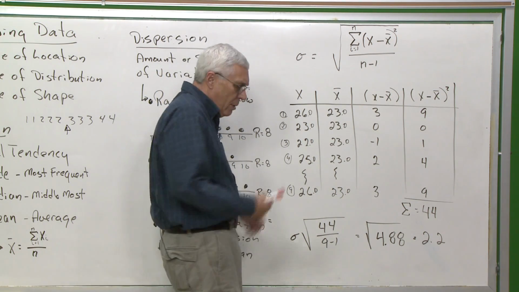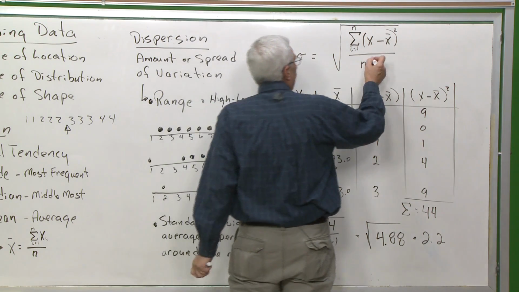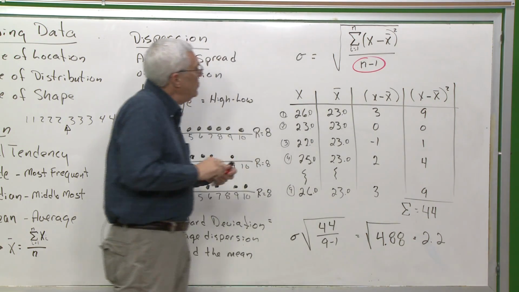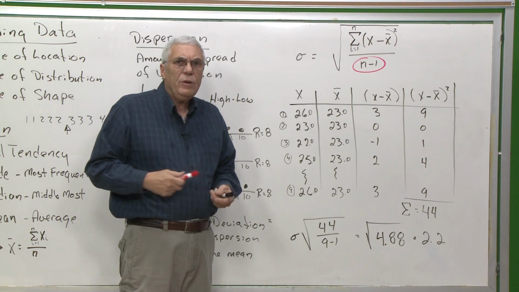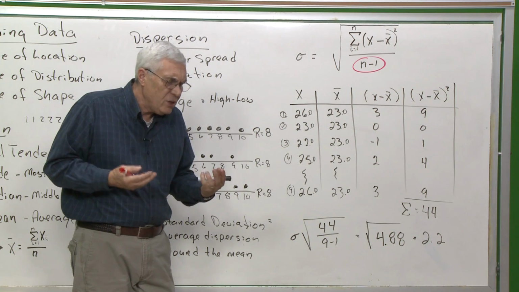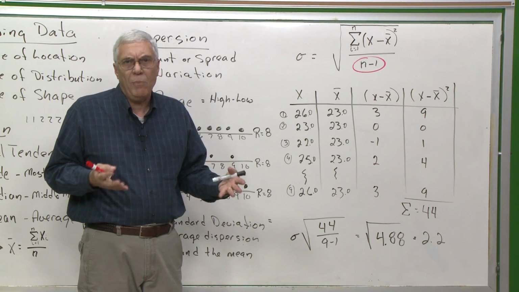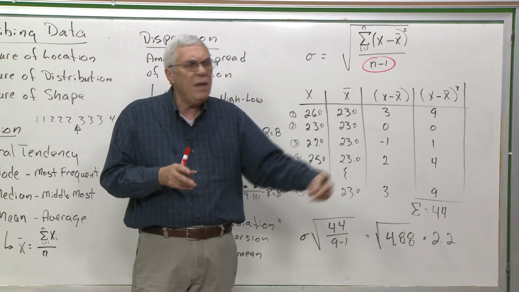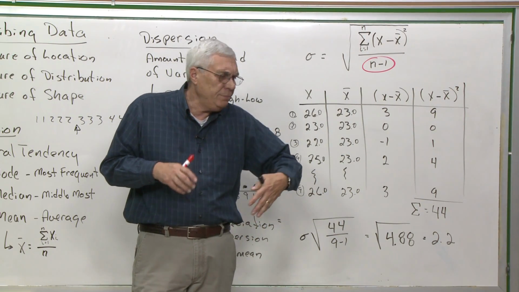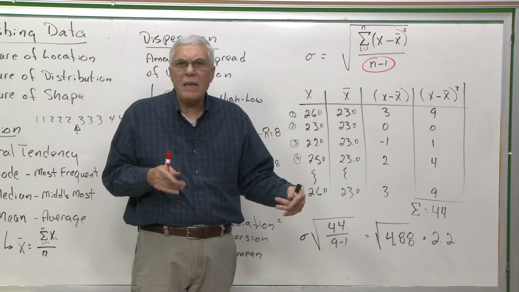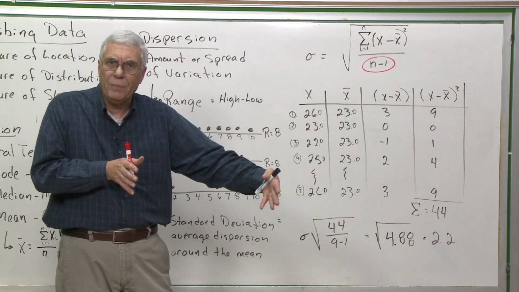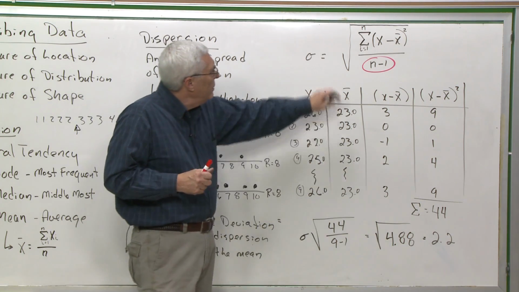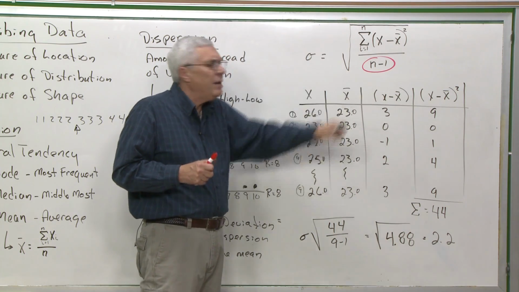I want to draw your attention to this part right here. If you see n minus 1 in there, it's a calculation of standard deviation when we have a sample, meaning we don't have all the data. We've got a subset of the data. Maybe I've got 500 measurements out of 10,000. I have a sample, all right? And therefore, for a standard deviation of a sample, it's n minus 1.